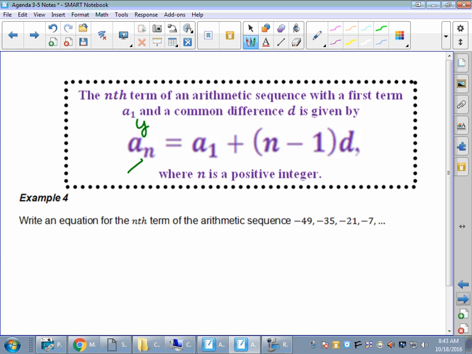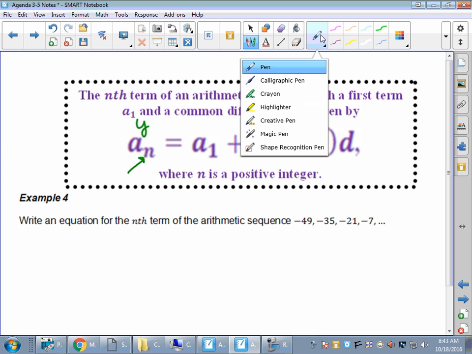But we can figure out a specific term, like if I said, find the 7th term of this sequence. Well, we could add our way all the way up or subtract our way up to the 7th term, or we could use a formula. But I'm also going to, if you look below in example 4, ask you to write an equation for that sequence, the nth term. So we'll say a sub n equals a sub 1.